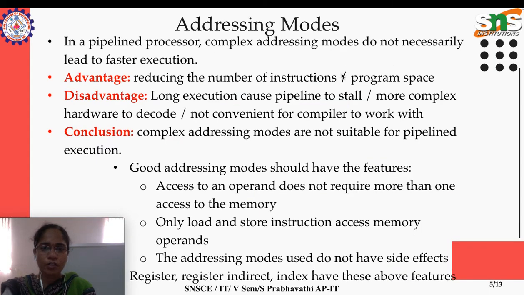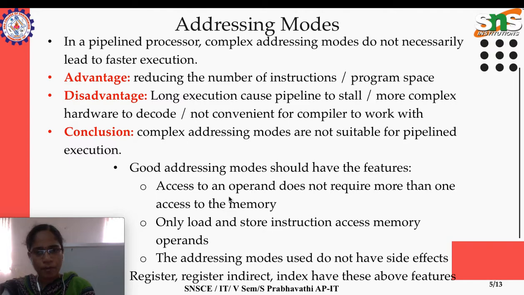There it introduced the stall, and it needs some complex hardware to decode that complex addressing mode, and that will be a burden for the compiler to do that operation, is it not? And finally the conclusion is that using the complex addressing mode in pipeline is not much recommended or not well suited. A good addressing mode must have certain features, and these features are not given by the complex addressing mode. Let's see what those features are.